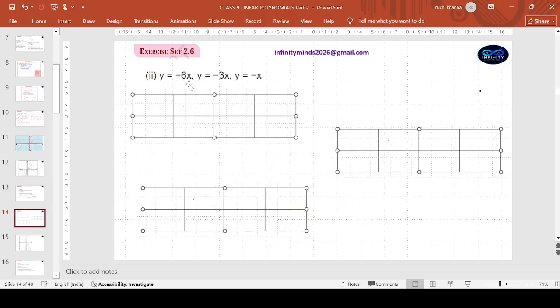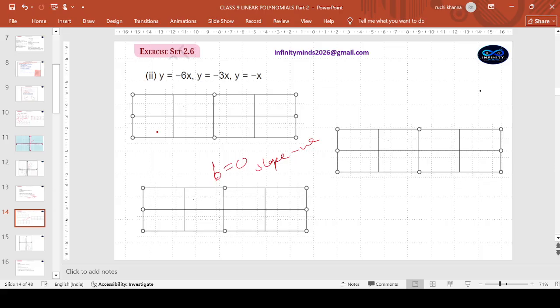y equals to minus 6x, minus 3x, minus x. What do you observe? Negative slopes, children. First thing which you should observe: the y-intercept, b, is 0. Slope is negative. Clear? These two should be clear-cut observations for you.